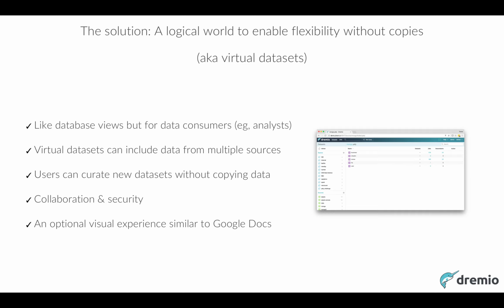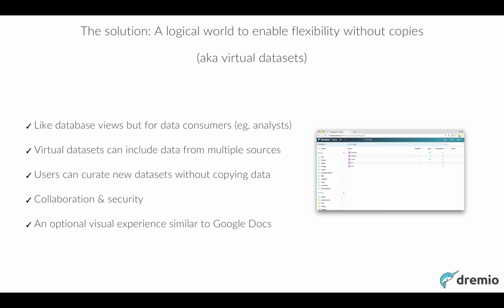You could have a virtual data set that joins data from maybe your S3 bucket or your Hadoop cluster, and maybe a table you have in Oracle, and then a personal spreadsheet. So that's an example of a single virtual data set that's just a join across all those things. It's important for users to be able to curate new data sets using virtual data sets, so that they don't have to copy data.